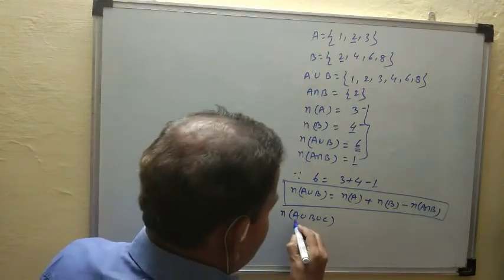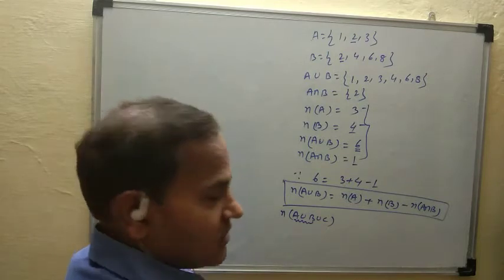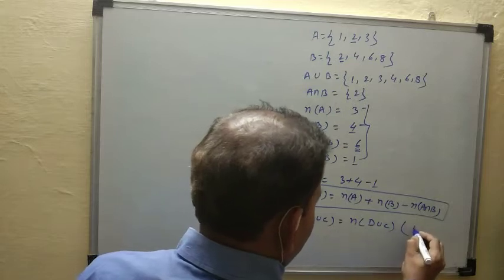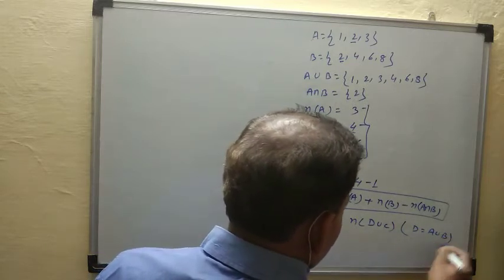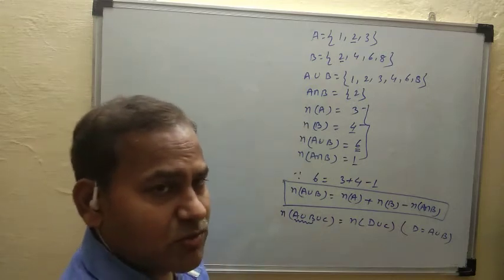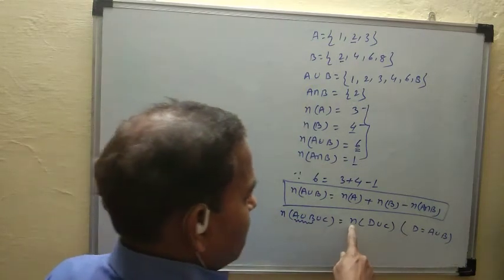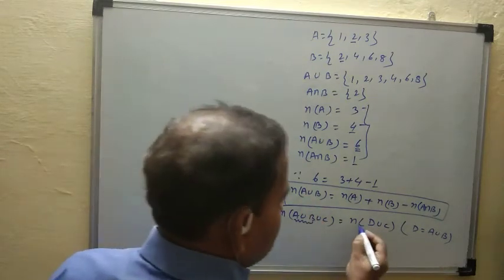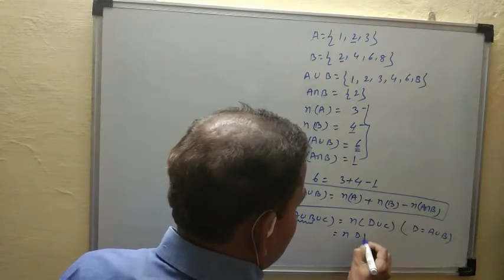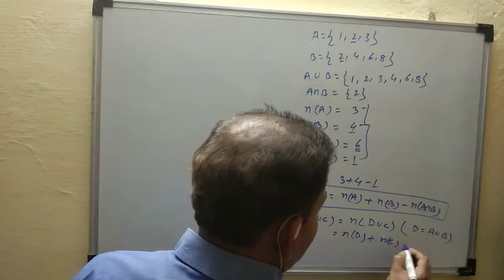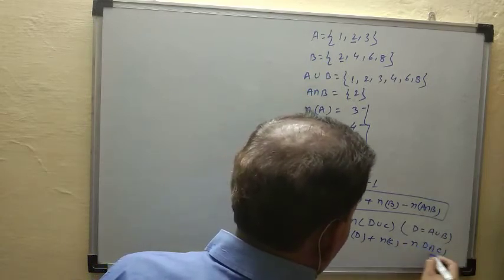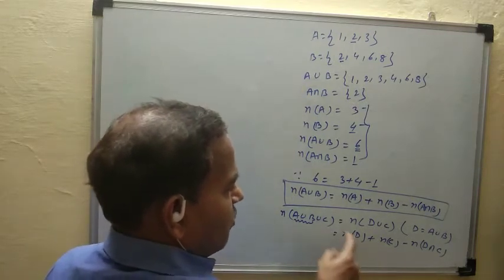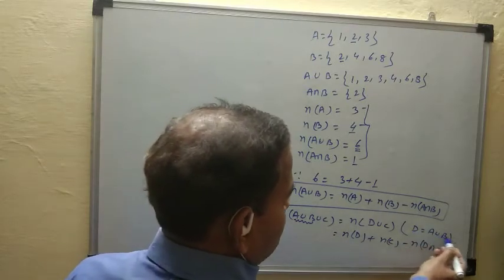So suppose this A union B is one set, that is, suppose D union C, where D is equal to A union B. Now use the formula: number of D union C is equal to number of D plus number of C minus number of D intersection C. Now put the value of D, where D is equal to A union B.